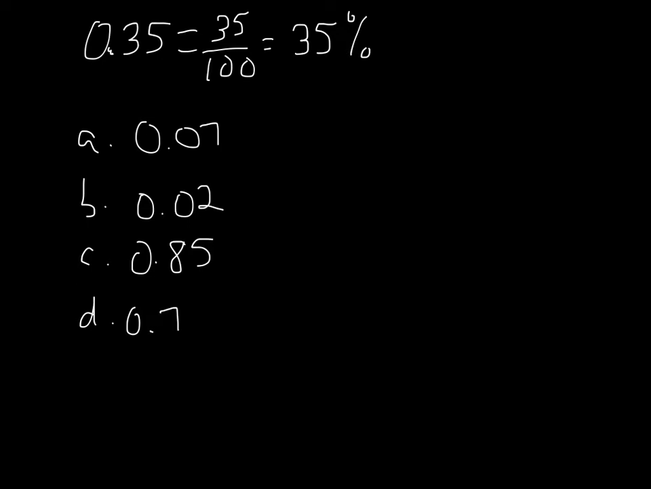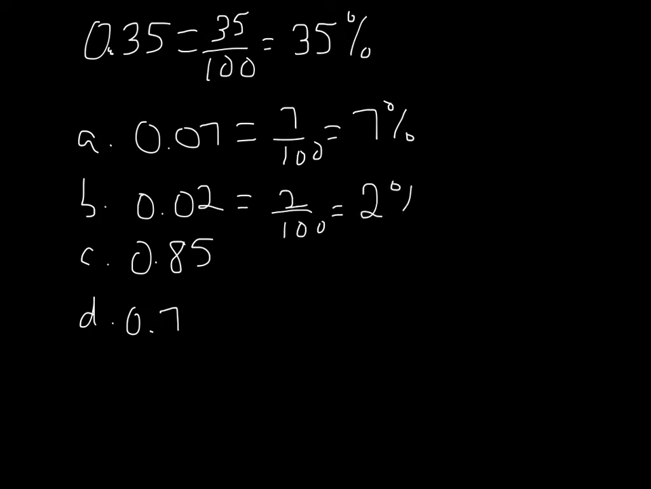Okay, I'm hoping you've taken the time to do that, and I hope you said 0.07 is 7 hundredths, which is 7%. 0.02 is 2 hundredths, which is 2%. 0.85 is 85 hundredths, which is 85%. I think we realize that the decimals are easier because a lot of times the decimals are already in hundredths.